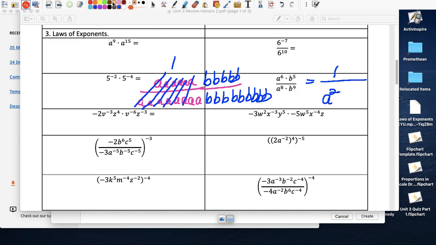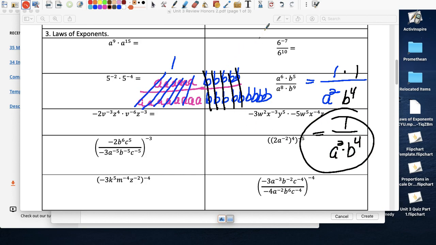The b's, that simplifies to 1, to 1, to 1, to 1, and to 1. So I'm still left with 1 on top, and b to the 4th power at the bottom. So let's just clean that up. 1 times 1 is just 1. And then a squared times b to the 4th power is that final answer.